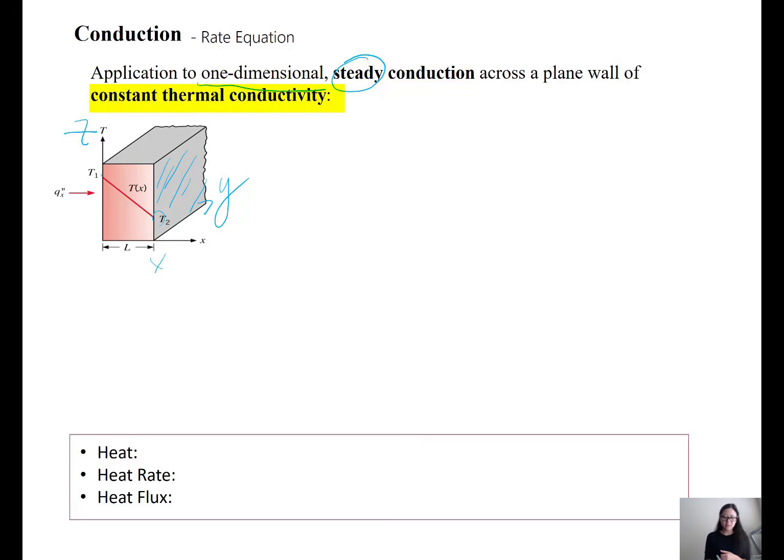Constant thermal conductivity. Now, thermal conductivity could change with temperature. Along the wall, we have different temperatures. So theoretically speaking, thermal conductivity does change slightly, but it's very minimal. We ignore that change. So the question is, how does temperature change with x?